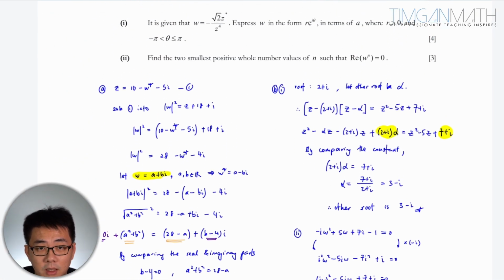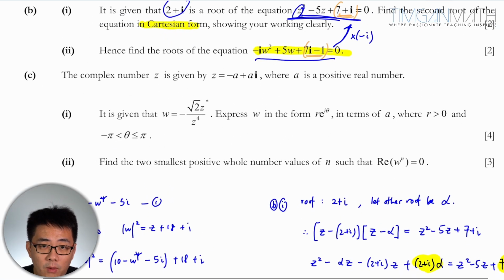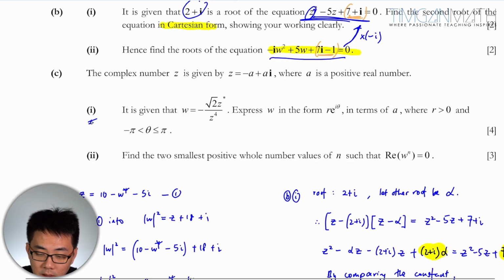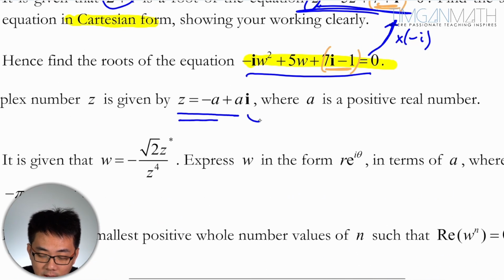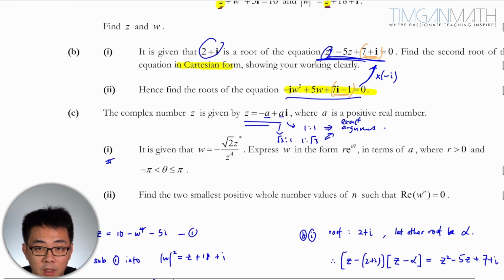Let's look at the last part, which is part C. Let's look at C part 1, C part i. So essentially, you're given that z is equal to minus a plus a. Now you realize that actually the ratio of the imaginary to real is 1 to 1. So it means argument. Now remember there are only two ratios, 1 to root 3 or root 3 to 1. As long as the length is in terms of this ratio, you can actually find the exact argument. So just take note of it.